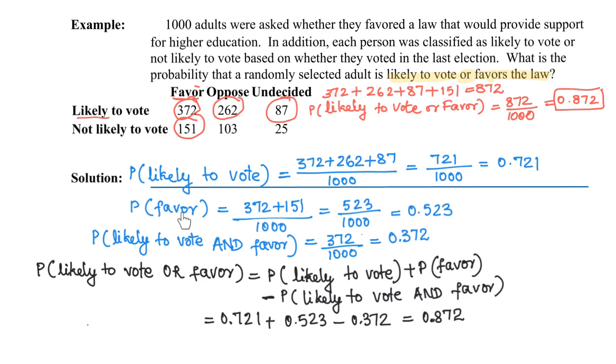For the probability of favors the law, add these two numbers and divide by the total outcomes in the sample space. For the probability of likely to vote and favor, that is the intersection of these two, right? That is 372.